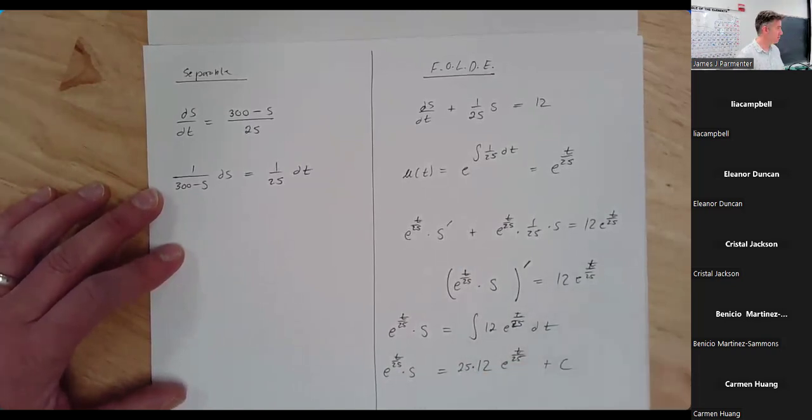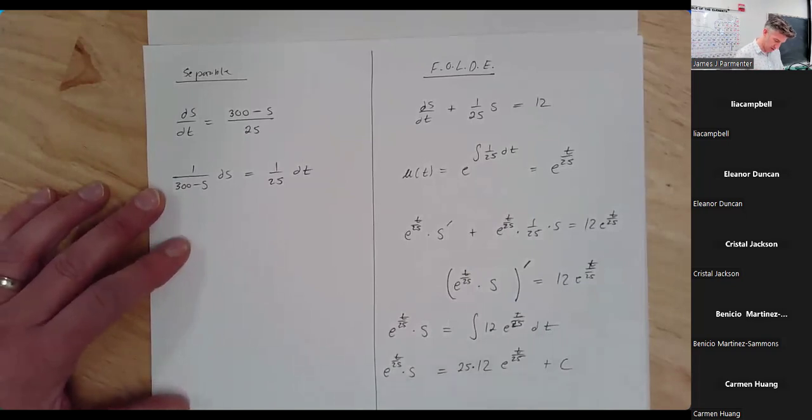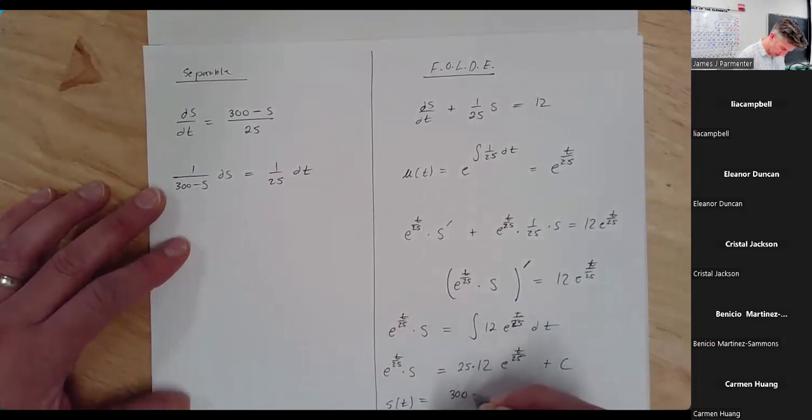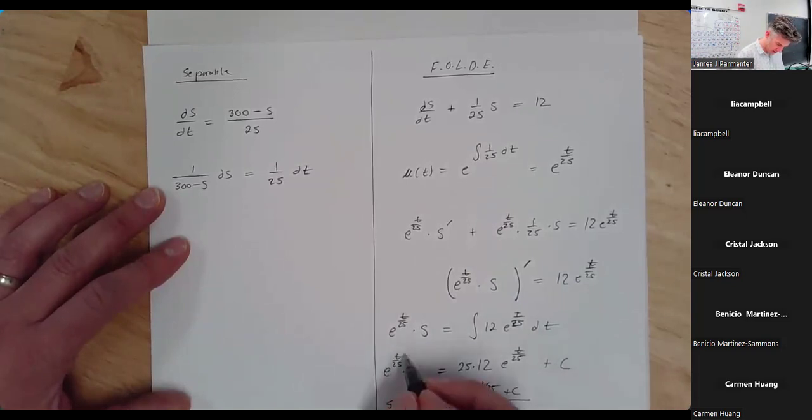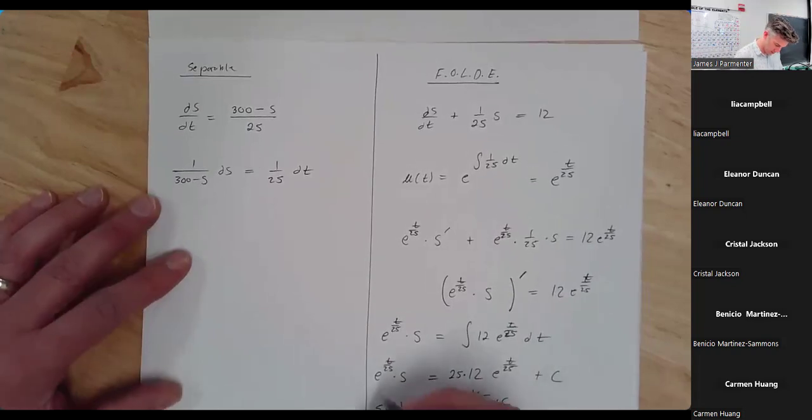Plus C. And then finally, our answer here is that S of t is equal to 12 times 25, which is 300. So 300 e to the t over 25 plus C, all divided by, including the C, the e to the t over 25. And yeah, you could simplify that more, but I wouldn't.